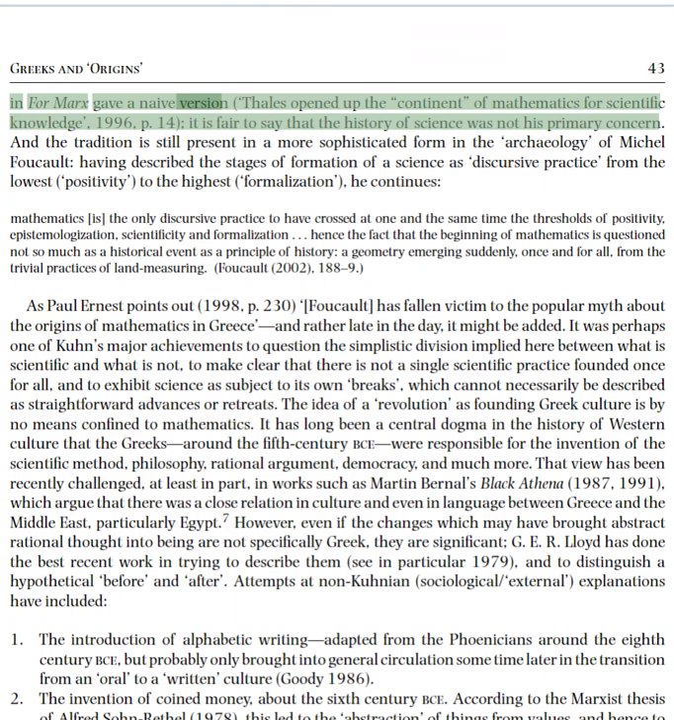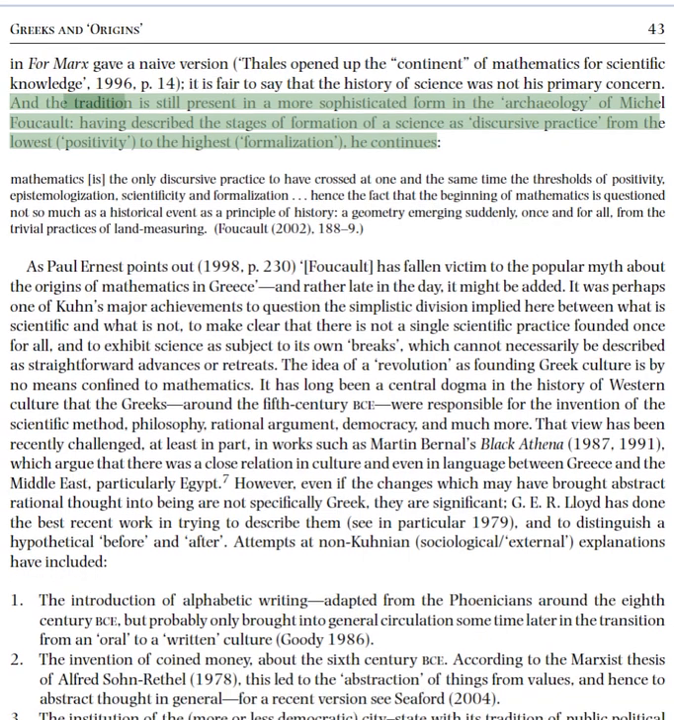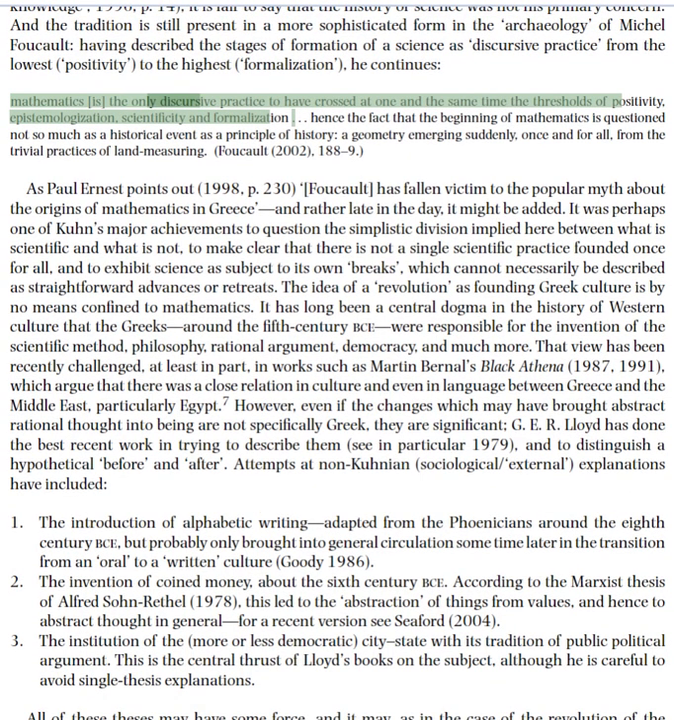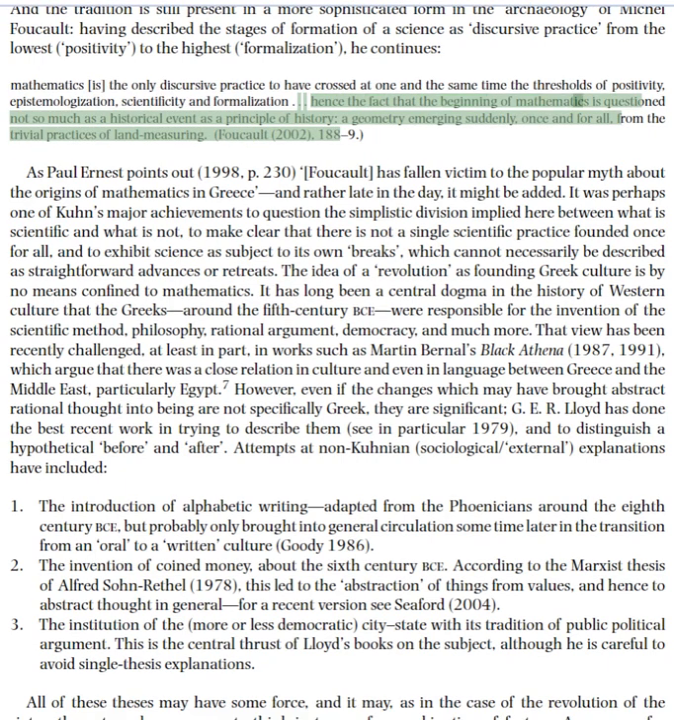Marx gave a naive version, though it is fair to say that the history of science was not his primary concern. And the tradition is still present in a more sophisticated form in the Archaeology of Michel Foucault, having described the stages of formation of a science as its discursive practice, from the lowest to the highest, he continues: mathematics is the only discursive practice to have crossed at one and the same time the thresholds of positivity, epistemologization, scientificity and formalization. Hence the fact that the beginning of mathematics is questioned not so much as a historical event as a principle of history, a geometry emerging suddenly, once and for all, from the trivial practices of land measuring.